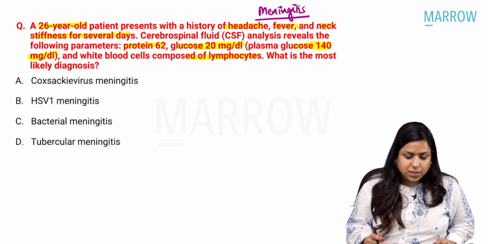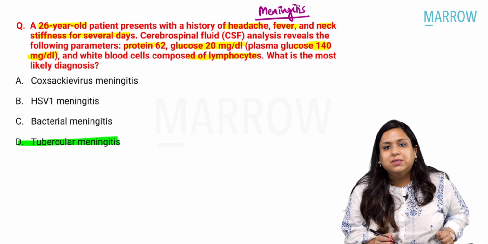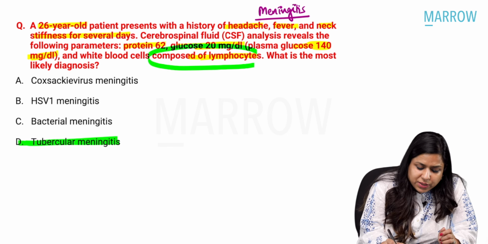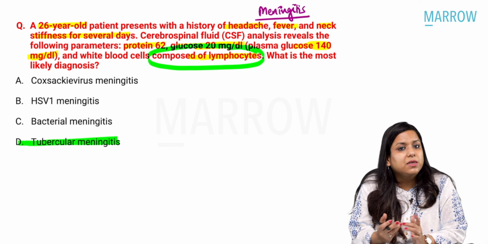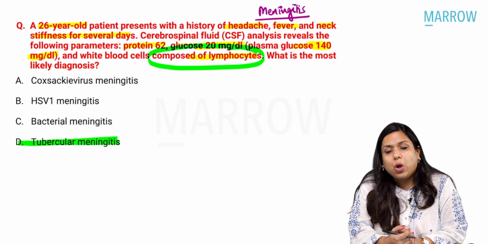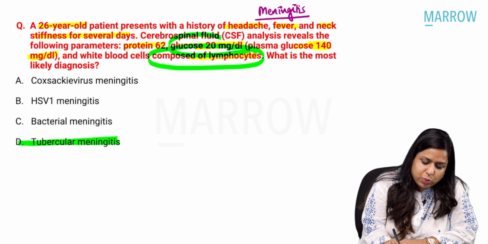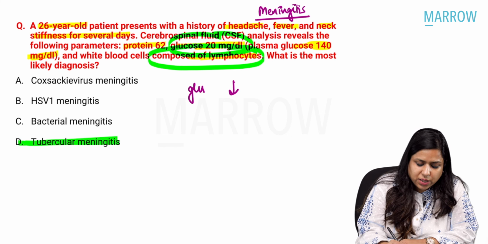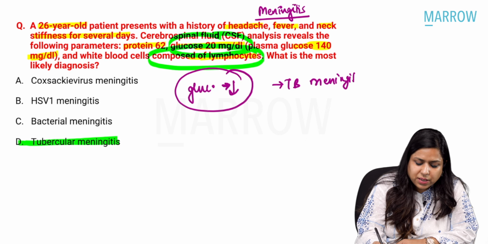The diagnosis in this case is tubercular meningitis. You will ask me, ma'am, why is the diagnosis tubercular? One, because they have told me that WBC is mostly composed of lymphocytes. Now you will say that, ma'am, lymphocytes are seen in viral meningitis also, right? So how do I differentiate? You differentiate on the basis of this glucose level. In this case, the glucose level is reduced. The CSF glucose level is reduced, and that is seen in TB meningitis. That is why that is the answer.